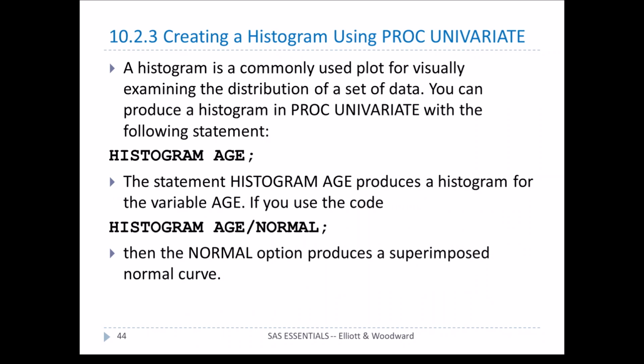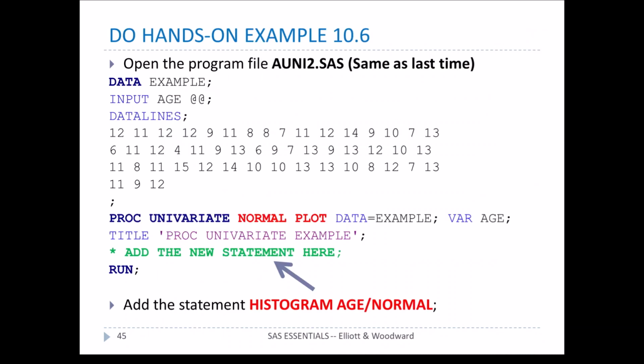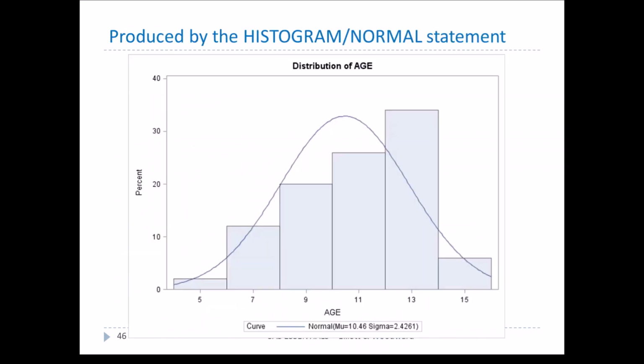A histogram is commonly also used to visually examine the distribution, and so we ask for that. Normally we would say HISTOGRAM age, which gives us the histogram, but if we say HISTOGRAM age / NORMAL, as we've seen in the previous example, it produces a normal plot. So let's add the new statement: HISTOGRAM age / NORMAL. Now this is different than the NORMAL option up there in PROC UNIVARIATE that produced the information we just saw. This one is actually going to create a histogram of age with a normal plot. And this is what we get.